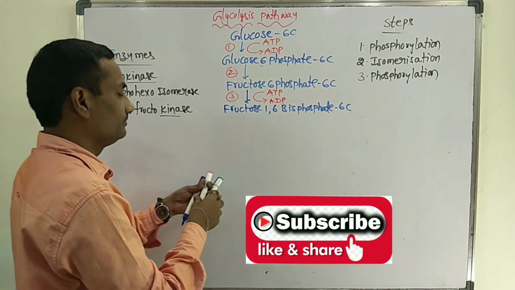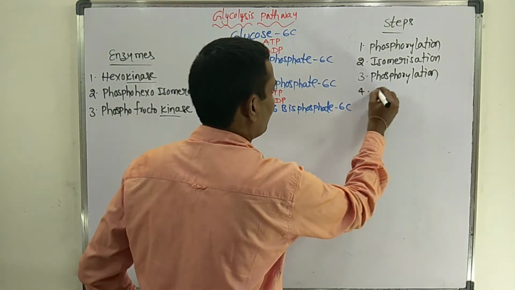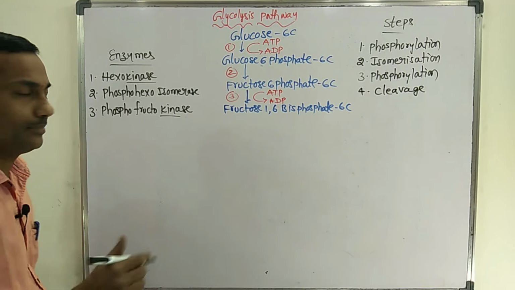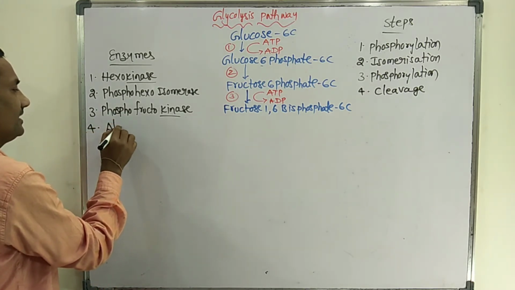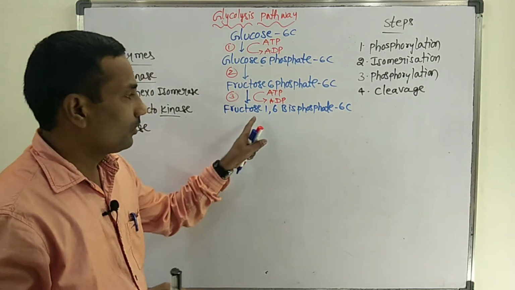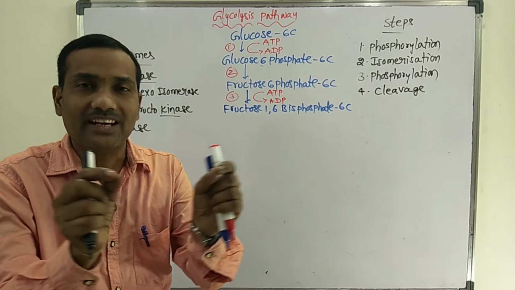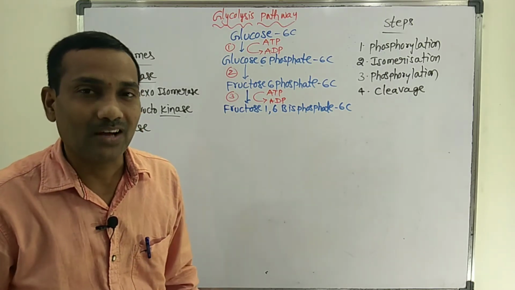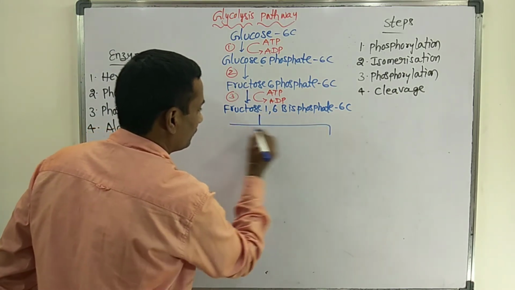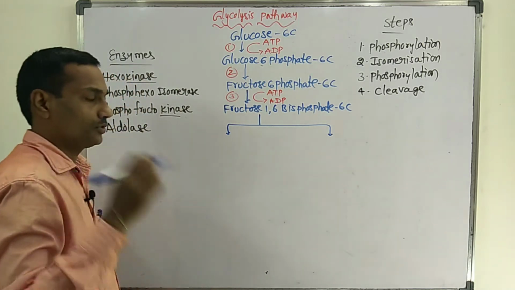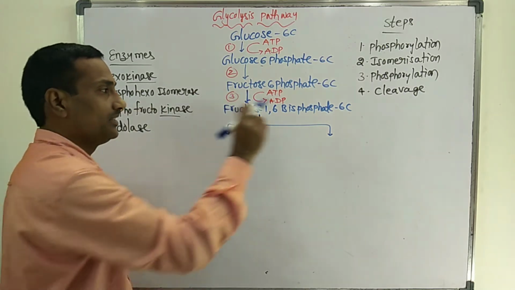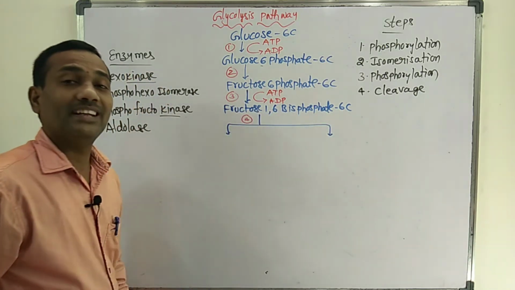So the fourth step is cleavage. This cleavage step, the fourth step, is catalyzed by the aldolase enzyme. In the cleavage step, the 6 carbon compound splits into two 3 carbon compounds. Once we see what major reaction occurs here in the fourth step: cleavage of the 6 carbon compound into two 3 carbon compounds.